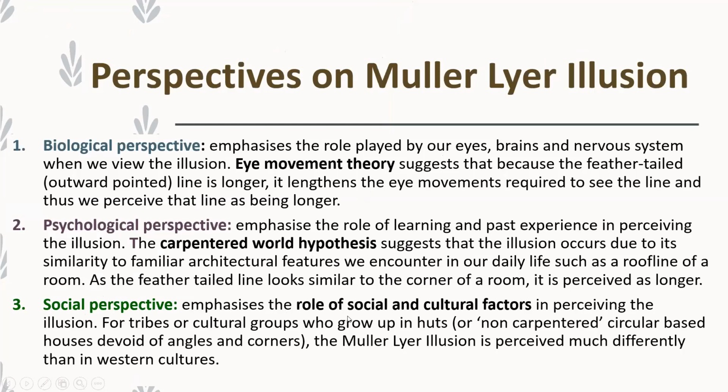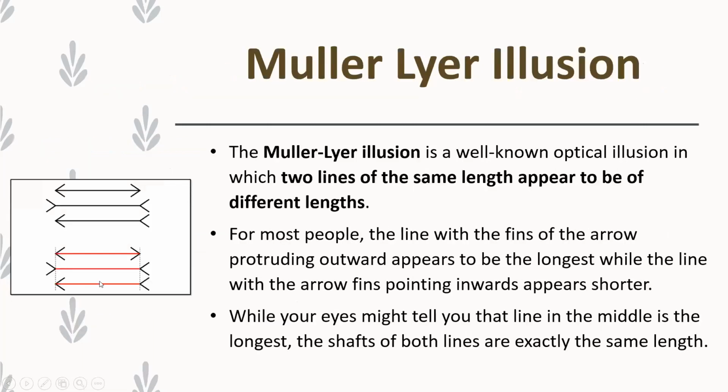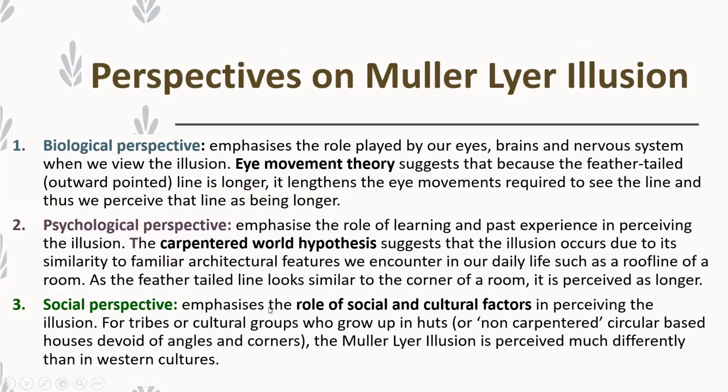The social perspective emphasizes the role of social and cultural factors. So obviously for people who grow up in non-carpentered or non-rectangular based houses like huts or igloos, or more circular, spherical structured places, they're not really going to fall for the Muller-Lyer illusion, because they're not used to having that past experience of having walls that have vertical lines and meet vertically. So they're going to basically believe that all the lines are the same length. They're not going to fall for the trick, which is the Muller-Lyer illusion. So that's the social perspective.